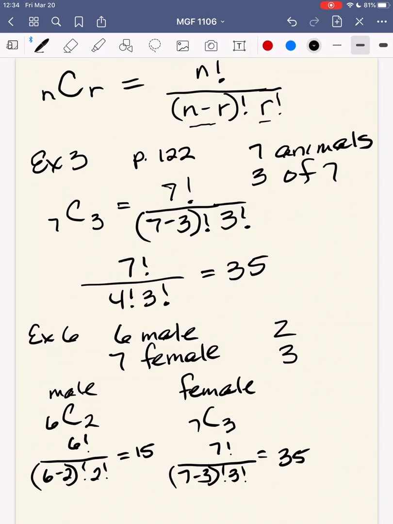I want to know how many 5-bear collections are possible. So we have 15 times 35, and that's going to give me a total of 525. This one was a little longer. You had to do 2 separate combinations. Remember, you have to pick from the same group. My male bears have to come from the male group, and my female bears have to come from the female group. So you could have more than one different grouping, and so you have to do 2 separate combinations.